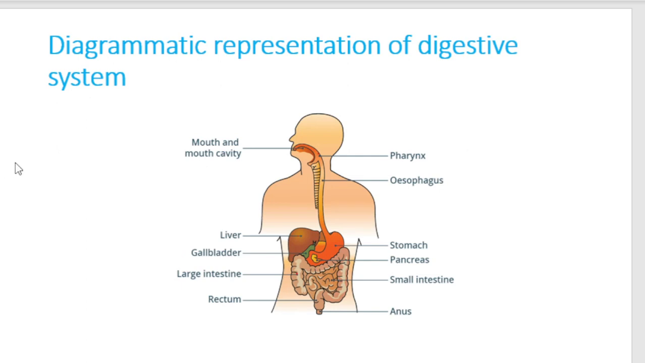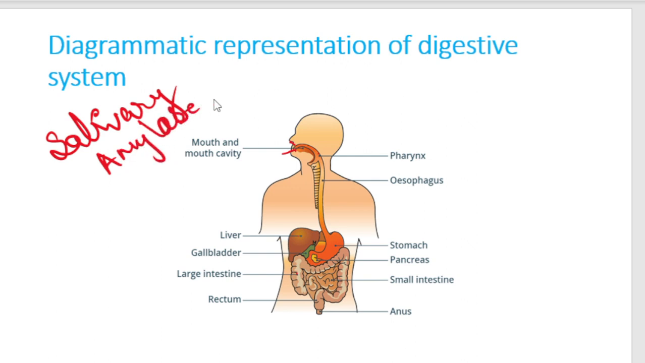Now come to the process of digestion. Digestion starts from the mouth. Inside the mouth, there are teeth as well as our tongue. The tongue is a muscular organ which releases saliva and moves the food inside our mouth. Your teeth crush the food. Saliva is secreted from the salivary gland. This saliva contains an enzyme called salivary amylase.